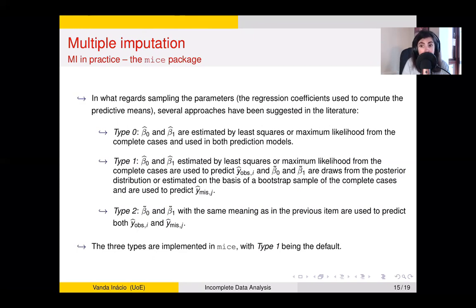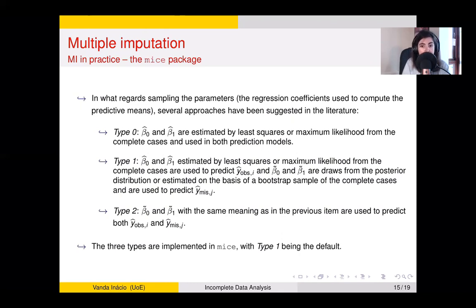And this is exactly what we have implemented in the assignment, right? From our complete cases, we have fitted the model using lm. lm does least squares. And then we have used the regression coefficients to predict the mean for the observed and for the missing cases, right? So we have used type 0, but this kind of ignores also that we have uncertainty in our parameters.